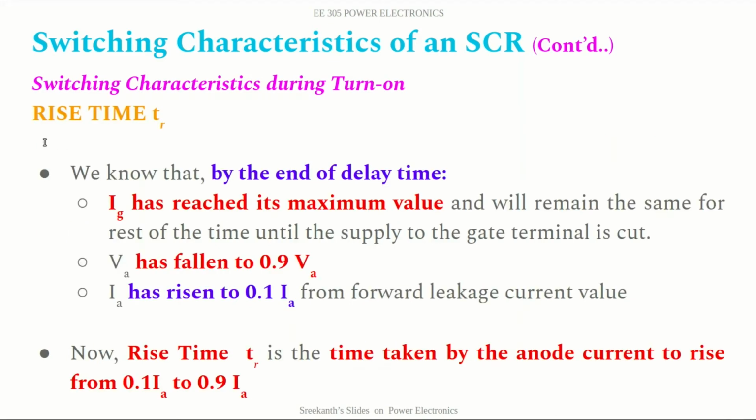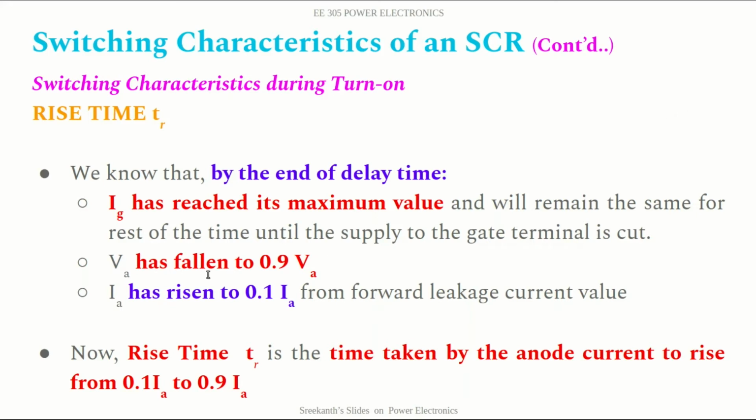Next is rise time, TR. We know that by the end of delay time, Ig has reached its maximum value, and it will remain the same for the rest of the time until the supply to the gate terminal is cut. The time taken for Ig to build from 0.9 Ig to Ig, that was delay time. So by the end of delay time, Ig has reached its maximum value, and for the rest of the time it will remain the same until the supply is cut.